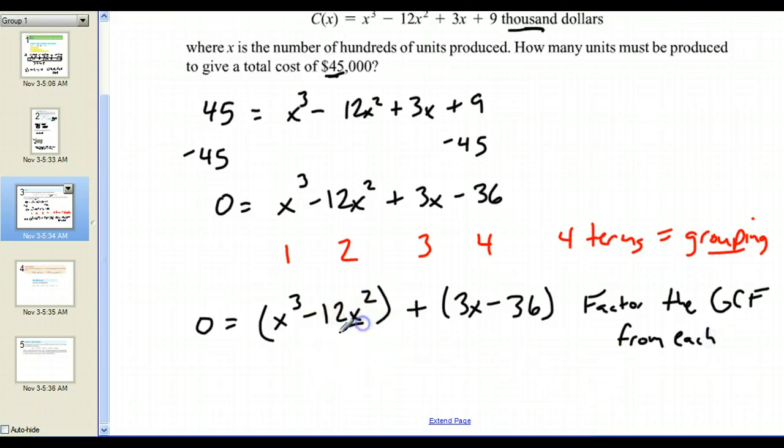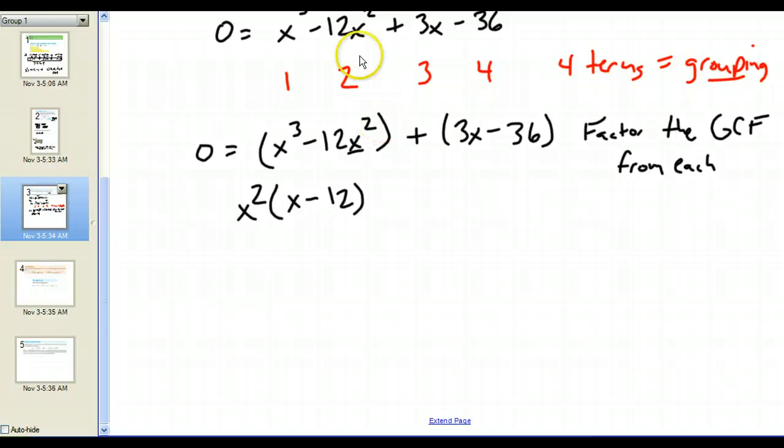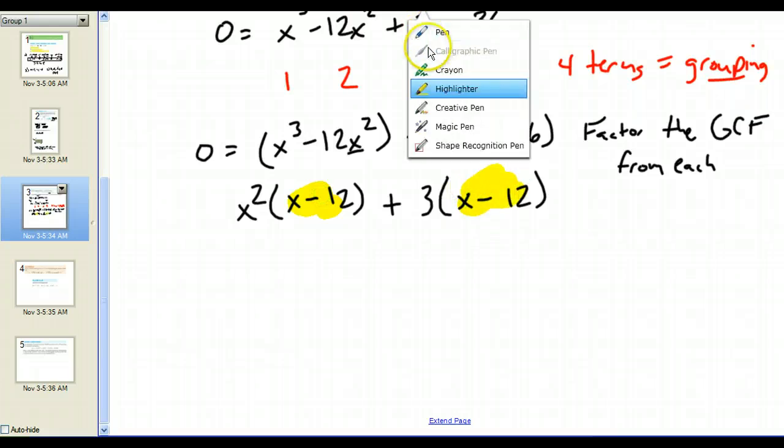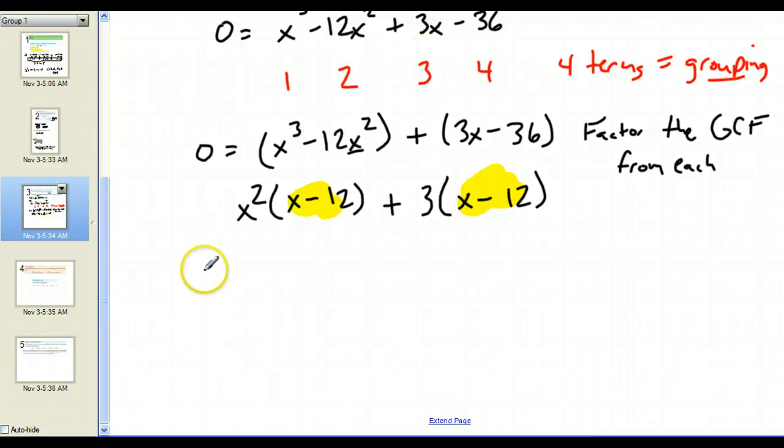Alright, so the GCF here is x squared. So I pull out an x squared and I get x minus 12. Alright, and then in the next group, the GCF is 3. So I pull out a 3 and I get x minus 12. Now, your goal here is you want the same factor left in the parentheses if you're going to be able to use factoring by grouping. This is still equal to 0.